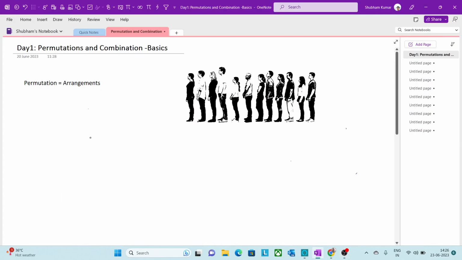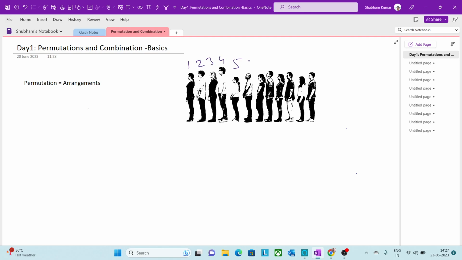Hello friends, so today we will discuss some basic concepts on permutations and combinations, and we'll see what permutation is and what combination is. So in part 1 of this lecture I will show you through an example, and we will understand the basics of permutation, what permutation actually means. So let's take an example of these 12.